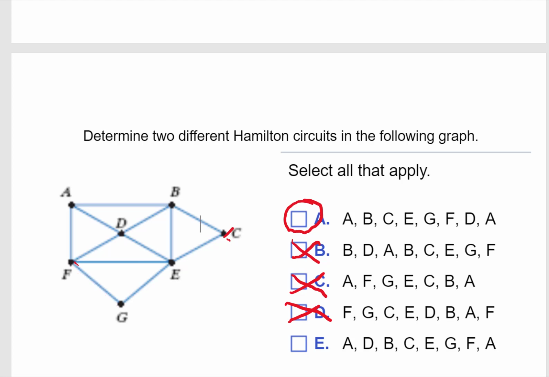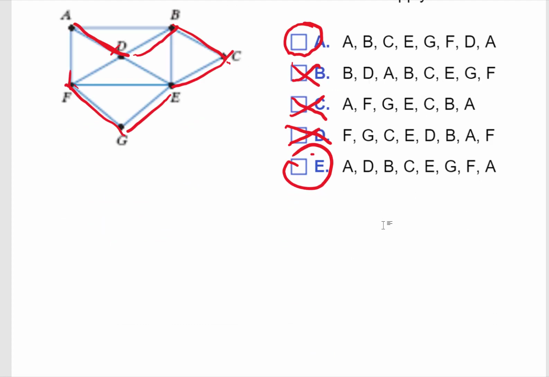And let's check the last choice. We're going to start at A and we're going to go to D. And then we're going to go to B, to C, to E, to G, to F, and to A. And that is also a Hamilton circuit. So the two answers here were A and E.